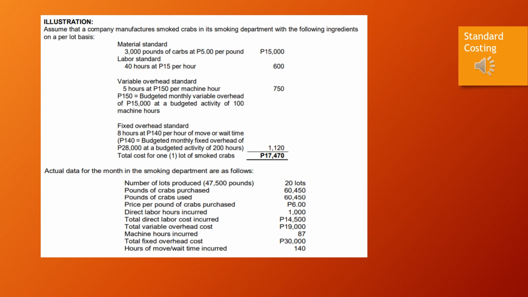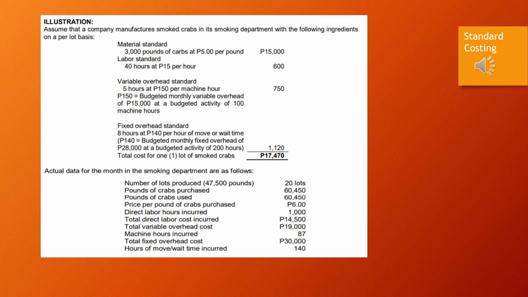Okay, so our actual data in the smoking department are as follows. So we have number of lots produced, so that's 47,500 pounds for 20 lots. Okay, so pounds of crabs purchased, that's 60,450. The pounds of crabs used, so 60,450. So maganda na the crabs purchased and used were the same. Okay, kasi magkakaiba yan ng computation pagdating sa pag-compute ng variances. So we will be using the pounds of crabs used later. So we have price per pound of crabs purchased, 6 pesos.